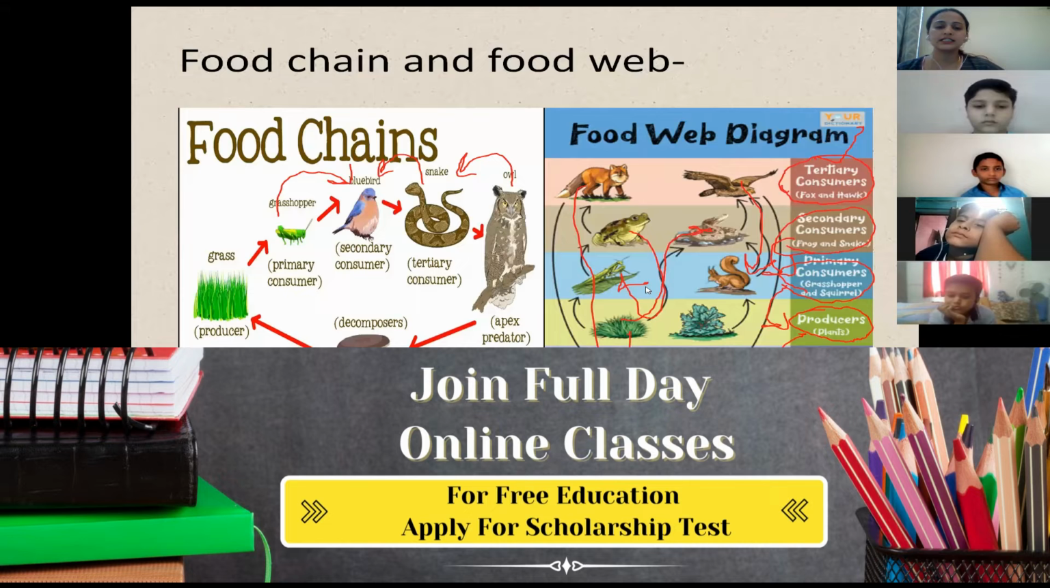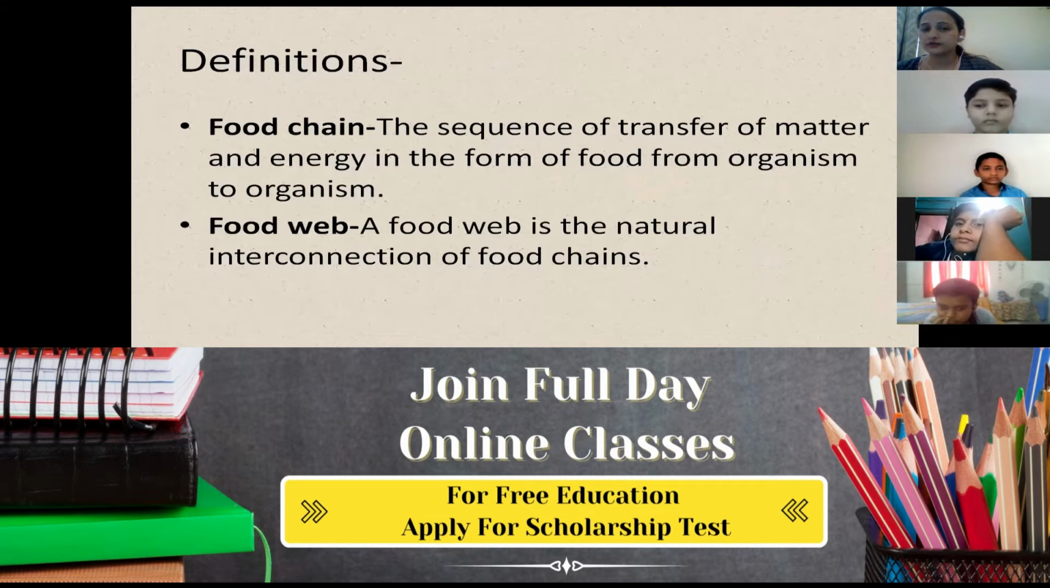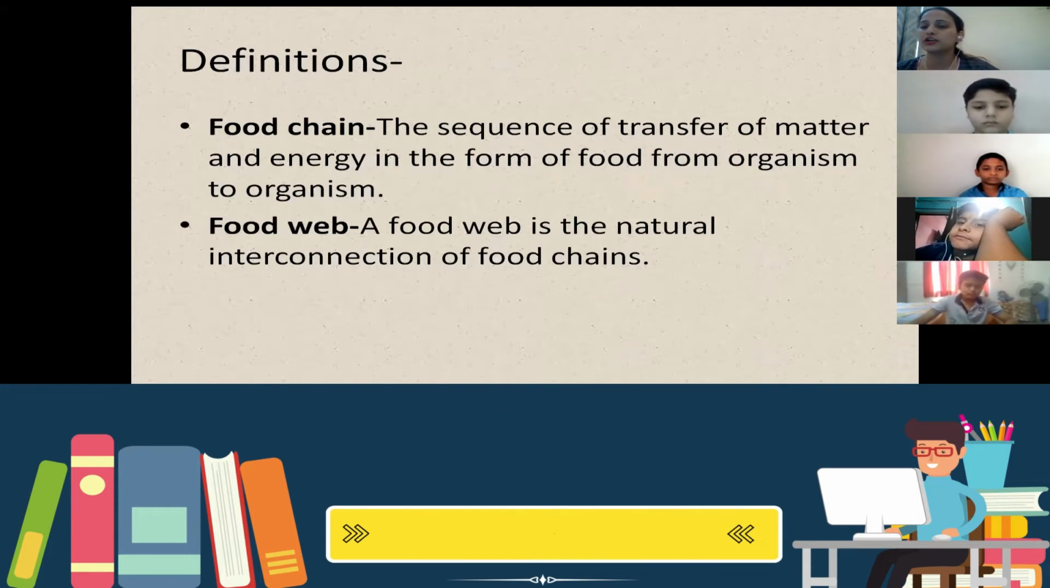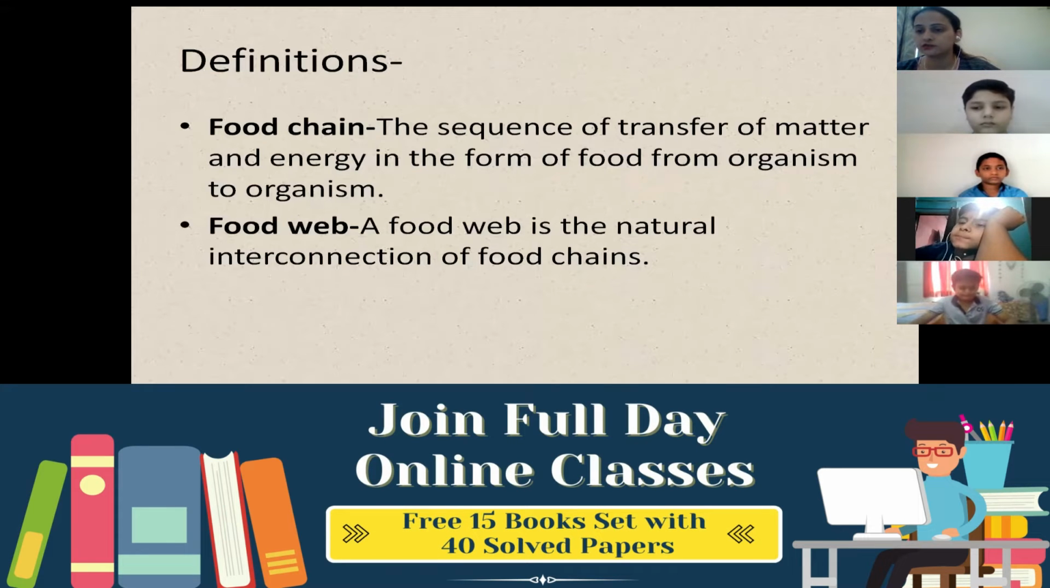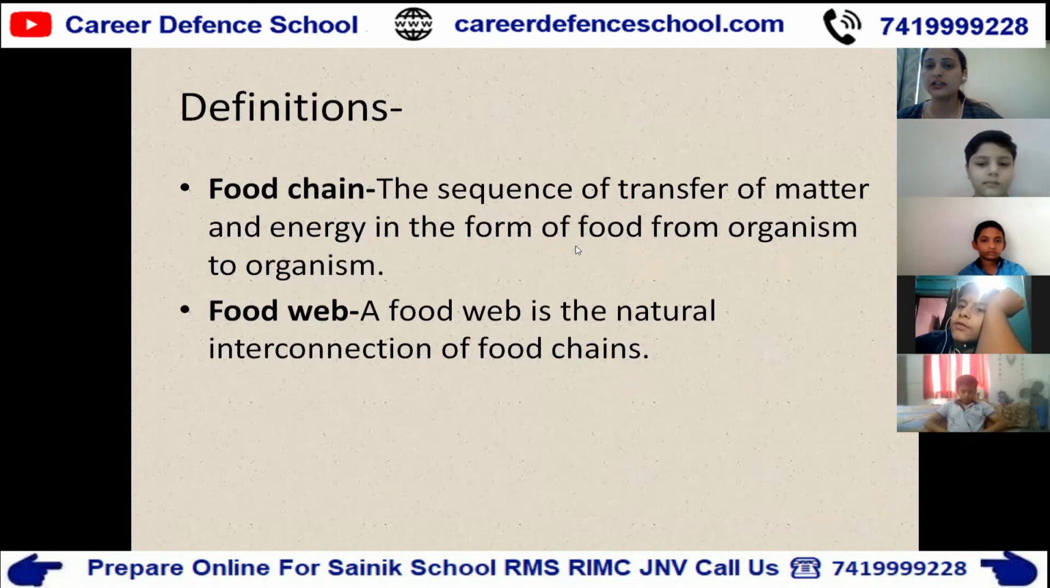So our next topic is what is food chain and what is food web. The sequence of transfer of matter and energy in the form of food from organism to organism, means food और energy का transfer होना one organism to another, that is called food chain. And what is food web, means anyone eats anyone. So in this interconnection, food web is the natural interconnection of food chains.